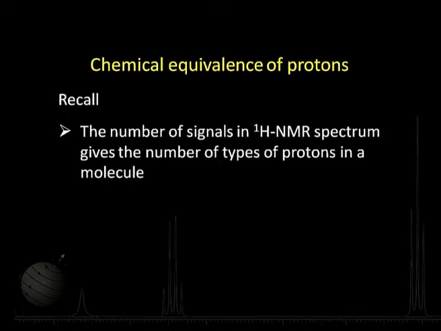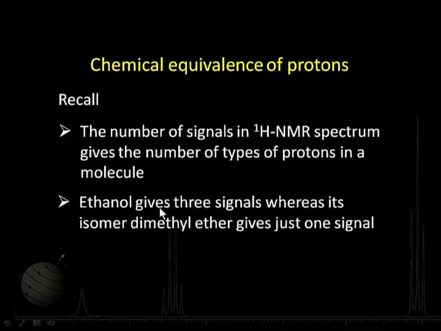Why do we talk about equivalent protons? From the earlier sessions we know that in an NMR spectrum the number of signals gives an indication about the different types of protons in a given molecule. What do we mean by types of protons? All protons which are equivalent come together as one type. So, if there are, say, 5 signals in the NMR spectrum, that indicates that there are 5 different types of protons in a given molecule.